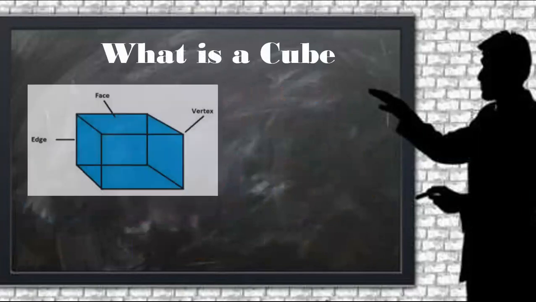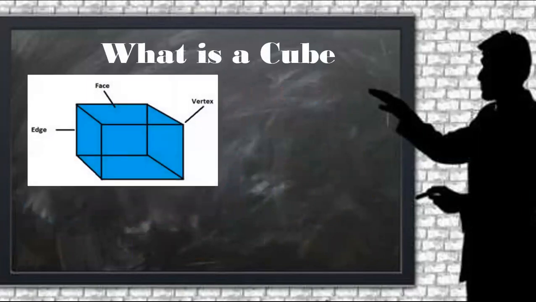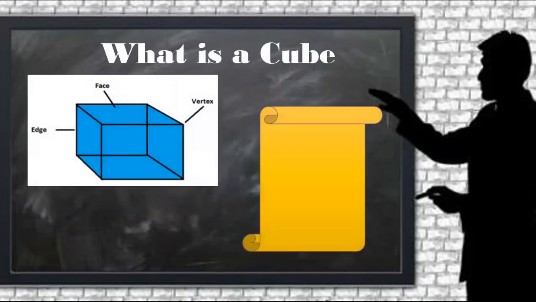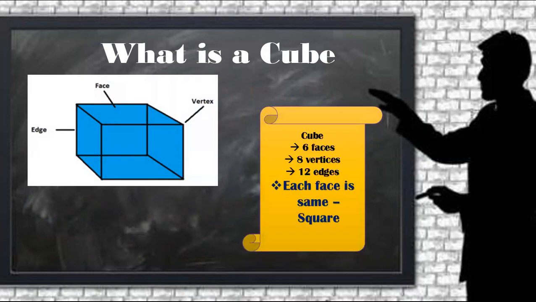What is a cube? A cube has 6 faces, 8 vertices, and 12 edges. Each face is a square. So there are a total of 6 squares.